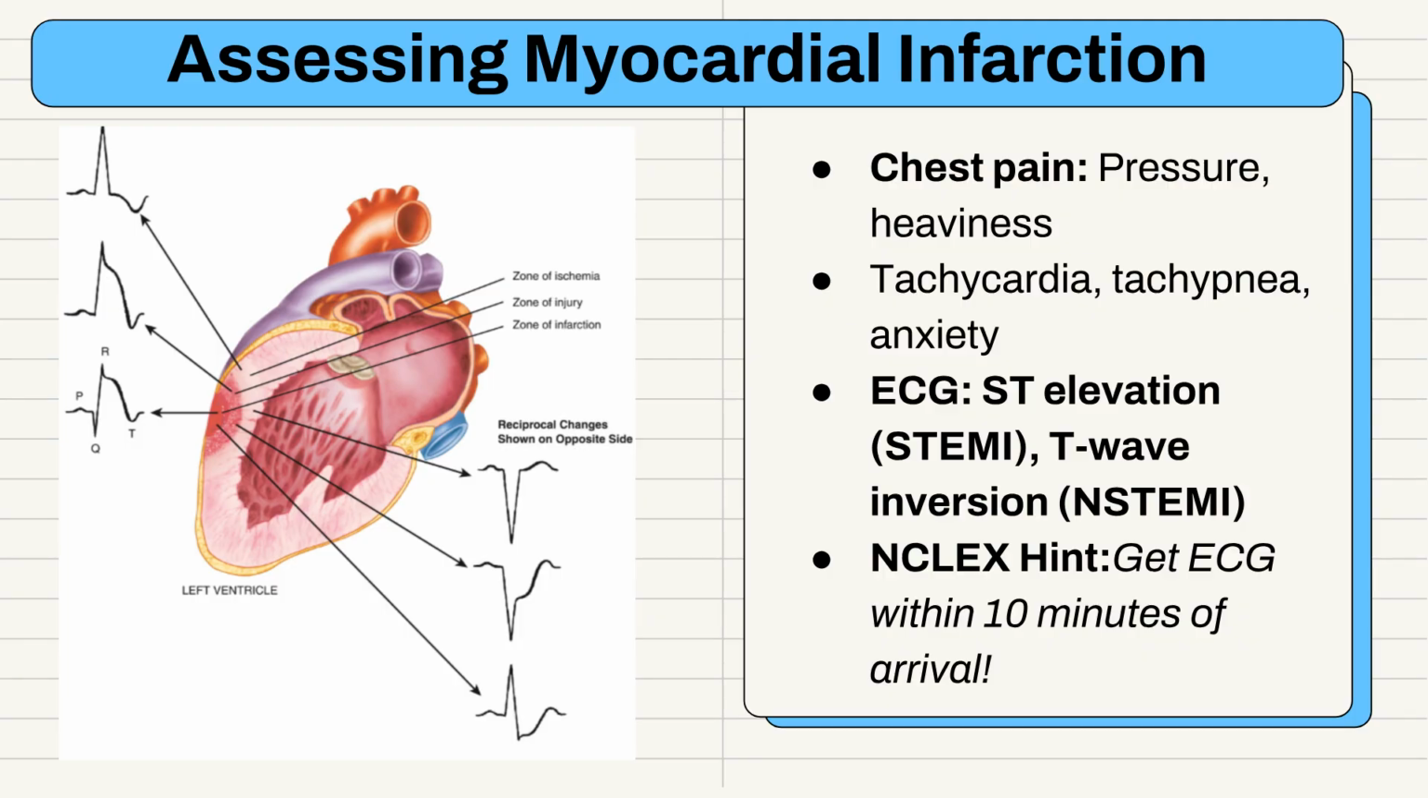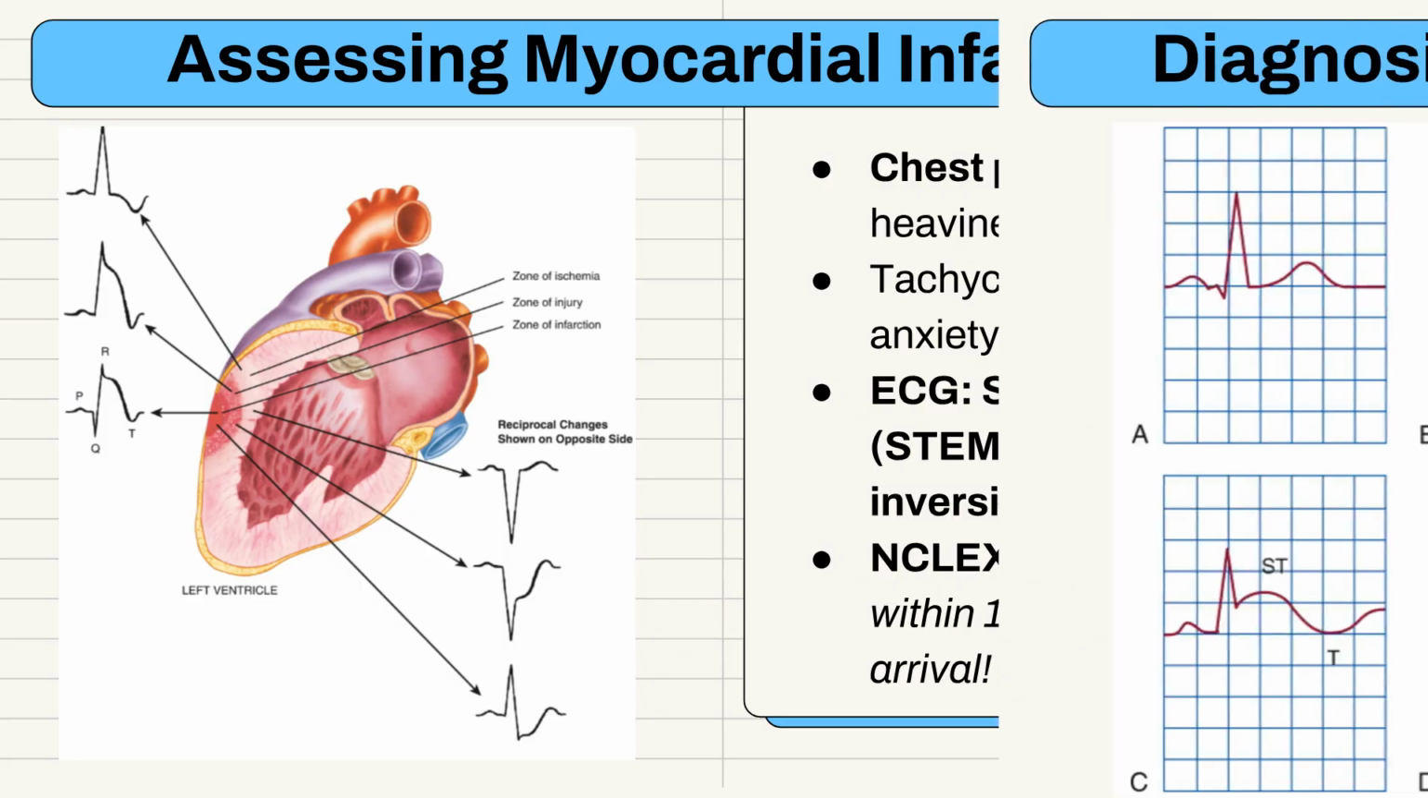Key diagnostics: a 12-lead ECG is critical. Look for ST segment elevation in STEMI or T-wave inversion in NSTEMI. Cardiac biomarkers like troponin I or T rise within 3 to 4 hours and confirm MI. For example, imagine a 55-year-old male with chest pain for 30 minutes. You'd check vitals, auscultate for murmurs or crackles, and get that ECG stat.